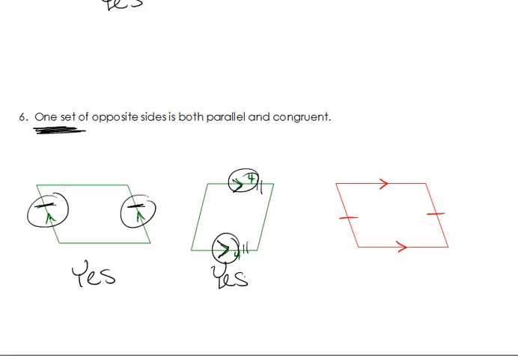Now here's the really tricky case. This third example, we've got one set of sides is parallel, that would be the top and the bottom. One set of sides is congruent, that would be the left and the right. But the markings are on two different sets of sides. It has to be one set of sides, both parallel and congruent. Because the parallel are on top and bottom, congruent are on left and right, this does not match the property. The markings have to be on the same pair of sides. Okay, so be careful about that one. That's probably the trickiest property.